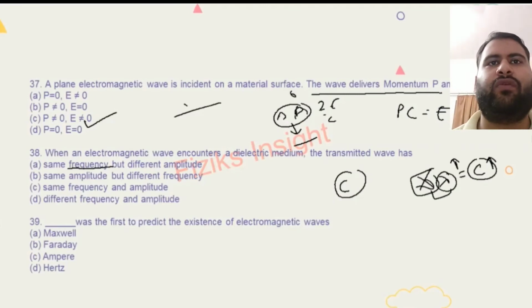Now for the 39th question, who was the first to predict the existence of electromagnetic waves? So the A option is correct. It is Maxwell.